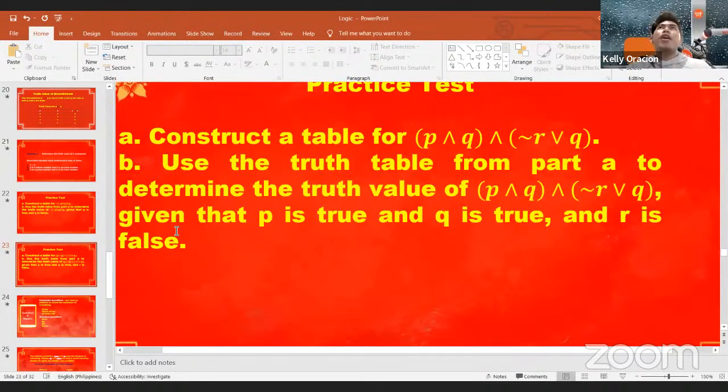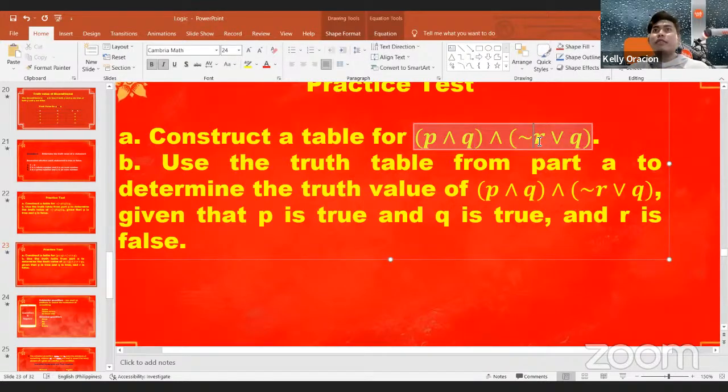How many variables or statements do we have? Ilan sila? Ilang variable or statements na natin? We have tatlo, sir. Yeah, very good. Tatlo. Sir, paano natin malalaman na tatlo sila? Tatlo, P, Q, R. Diba? PQR, tatlo sila. So, if there are 3 variables involved, that means there are 3 statements.